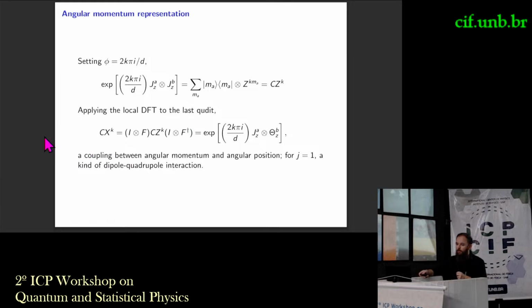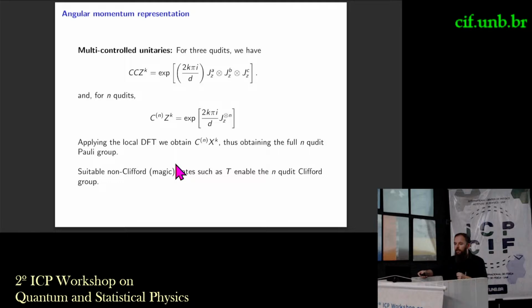And if you apply the local DFT, the Fourier transform, you get a kind of coupling between angular momentum and phase angular position. For j equals 1, you have a simplification: you get a kind of dipole-quadrupole interaction, which appears in some contexts. And for the multi-controlled unitaries for 3 qubits, this 3-body gate comes from a very interesting 3-body angular momentum coupling in Z.